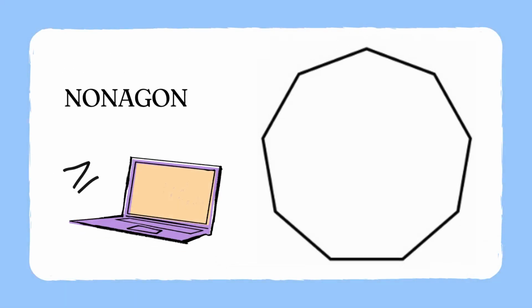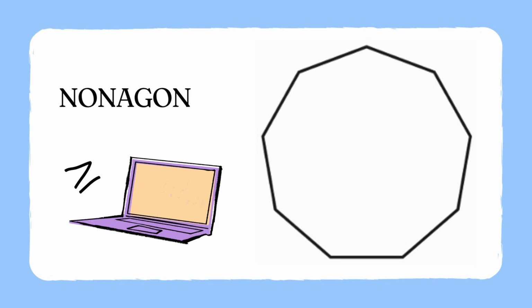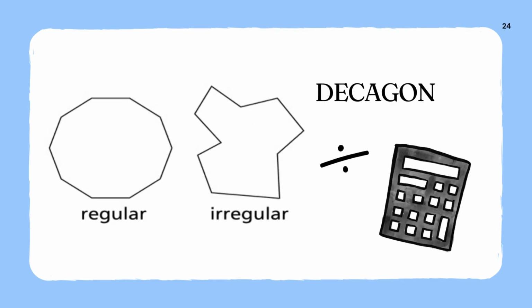A nonagon is a 9-sided polygon with 9 angles and 9 vertices. The main types are regular nonagons, which have all sides and angles equal, and irregular nonagons, which have sides and angles of different measures. Other classifications include convex nonagons, where all interior angles are less than 180 degrees, and concave nonagons, which have at least one interior angle greater than 180 degrees.